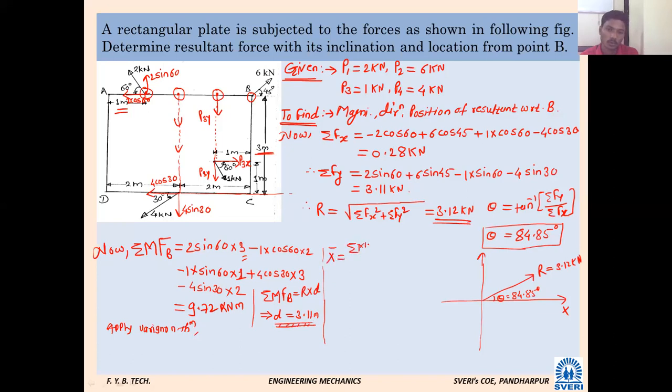Summation of moment due to all forces about point A divided by summation Fy. All values are with you. Calculate. Y bar: summation of moment due to all forces about point A divided by summation Fx. Calculate. Sir, X bar 3.12. 3.12. X bar.